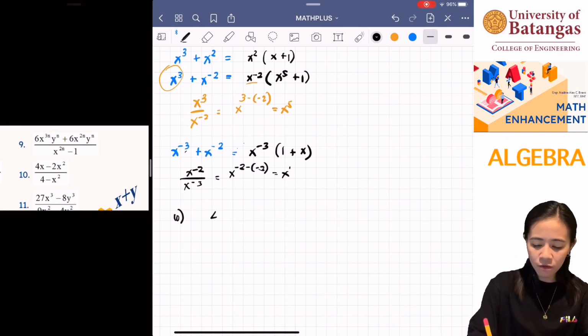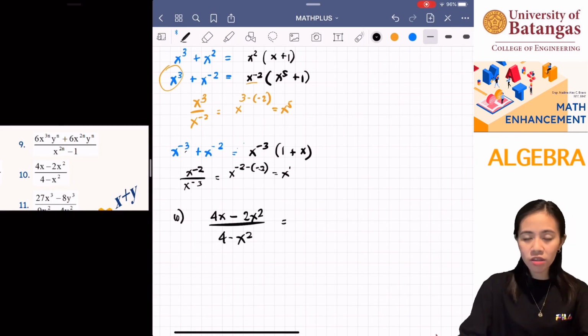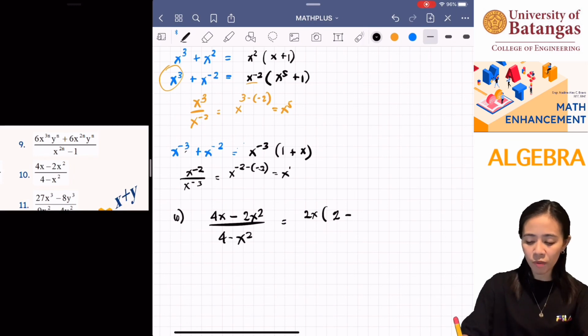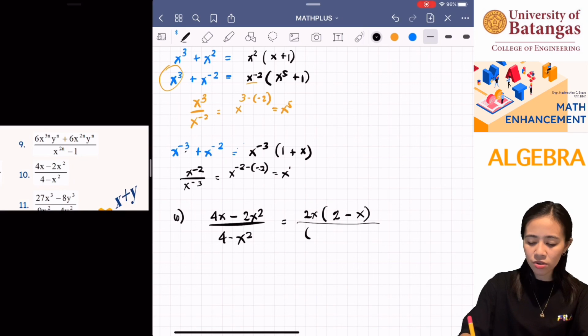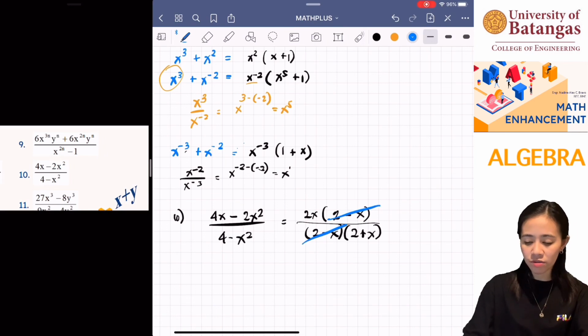Number 10, you have 4x minus 2x squared all over 4 minus x squared. So in the numerator, common si 2x. I'll factor that out. You'll get 4x divided by 2x, that's positive 2. Minus, you have 2x squared divided by 2x, that's positive x. Okay. Naka-minus kasi ako eh. Okay. Over 4 minus x squared is a difference of squares. So I'll have that as 2 minus x and then 2 plus x. Which shows, this is common and I'll factor it out. Okay?